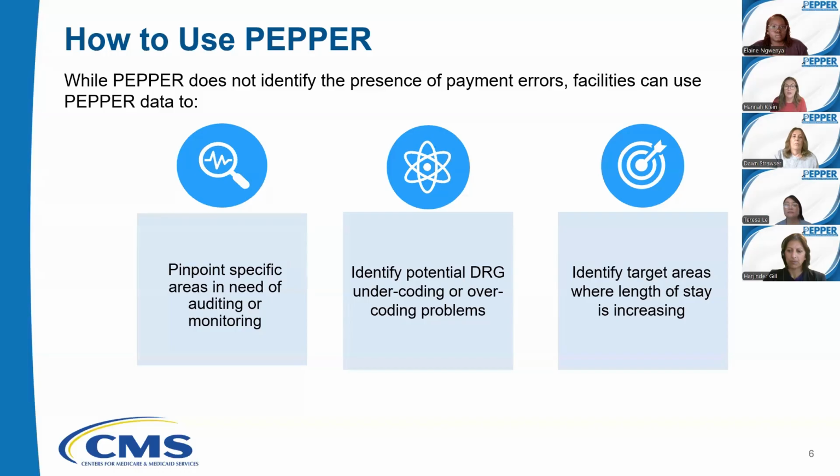Hospitals can use the target area percentages and outlier status presented in their PEPPER to pinpoint areas in need of further investigation or monitoring. PEPPER can also help identify DRGs with potential under or overcoding problems and areas where length of stay may be increasing.